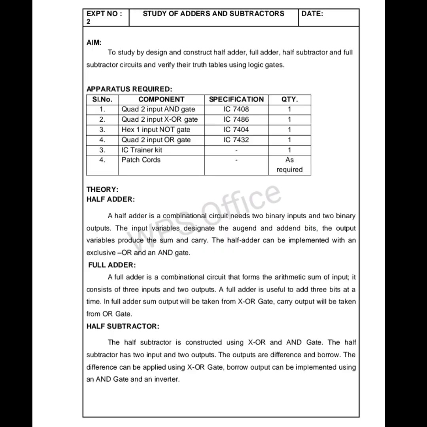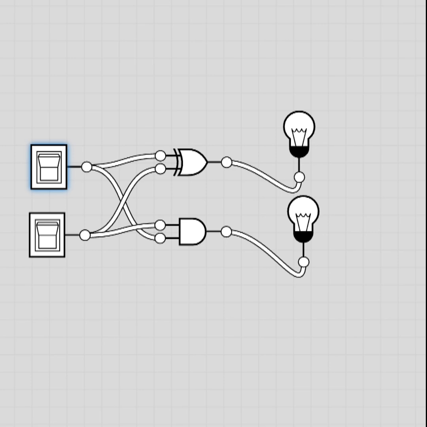Now let's move on to the second experiment, the study of adders and subtractors. For the half adder, we need two switches, an XOR gate and an AND gate. The two outputs are the sum and carry. The first one is sum and the second one is carry. And when the two inputs are 0, the output is 0.